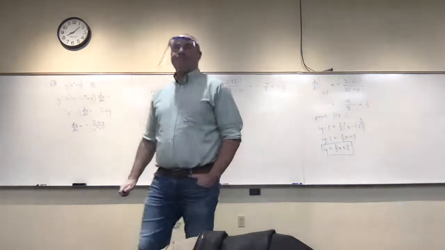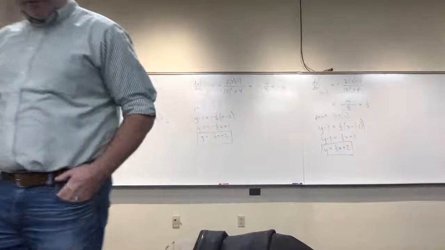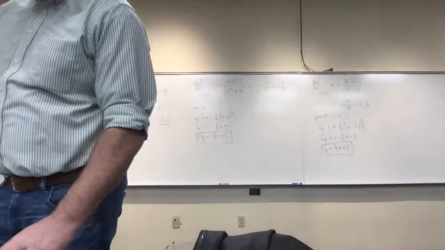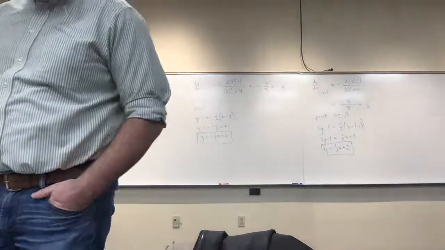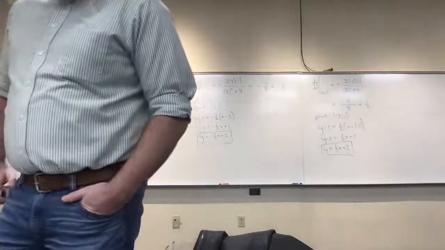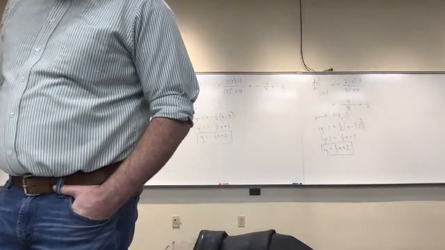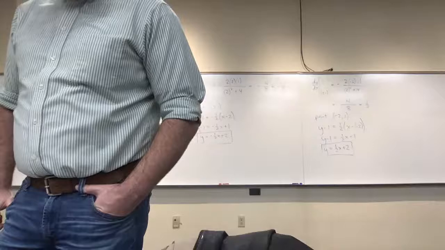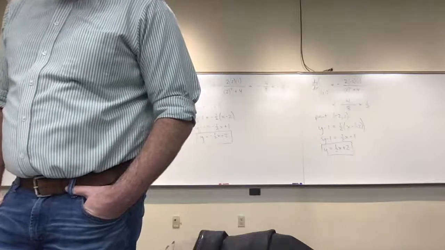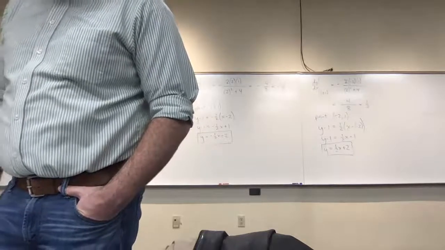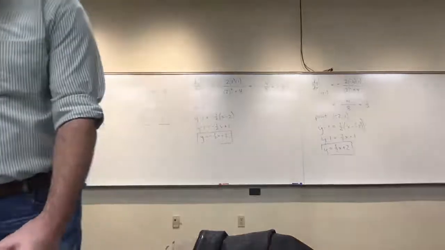Yes? Number 47. 47, okay. So 47, we're wanting to verify that the given points lie on the curve. Okay. And then determine an equation of the line tangent to the curve at the given point. Okay, 47.